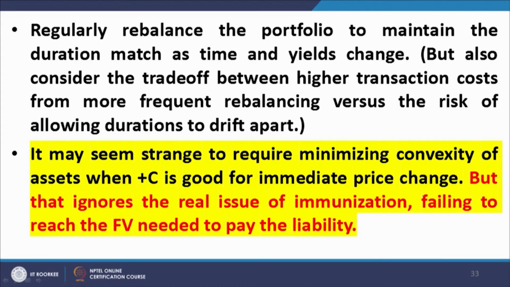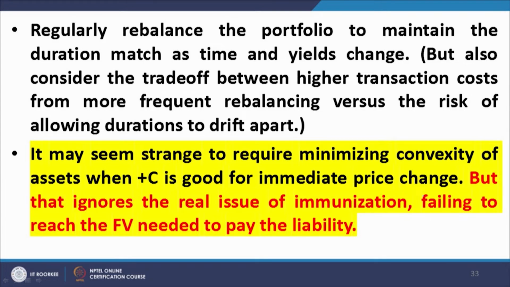arising out of steepening, curvature or twist effects of the spot yield curve. Regularly rebalance the portfolio to maintain the duration match as time and yields change, but also consider the trade-off between higher transaction costs from more frequent rebalancing versus the risk of allowing durations to drift apart. This has been explained earlier. The rate of decline of duration as the bonds approach their maturity is less than the rate of decline of their maturity in the case of coupon bonds, and this has to be considered, and you have to adopt an active strategy to remain immunized over a sustained period of time.